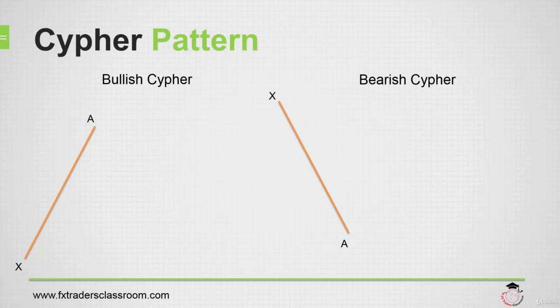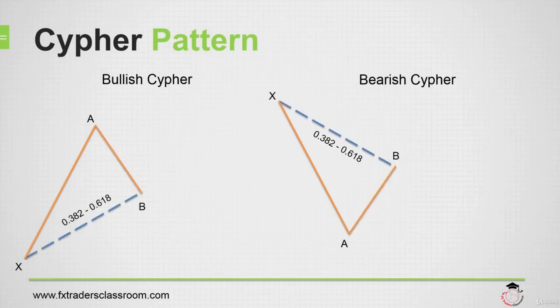So we just need that initial impulse move. A trend, whatever it is, a short-term trend, we just need a leg that looks like an impulse move. We then get our A to B retracement. Now, if you traded the BAT or the Gartley, this looks pretty standard to you, right? You could be either a BAT or a Gartley here.